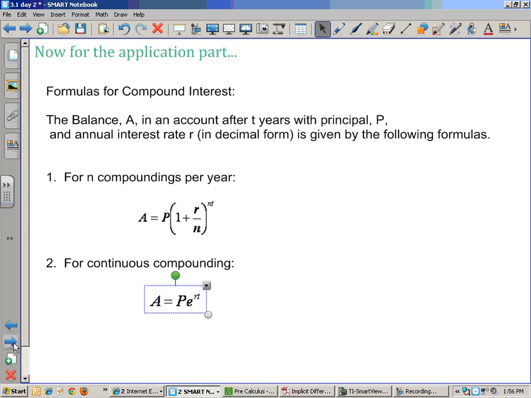All right, so now we're going to do the application part. And this one is straight off the calculator. I will give you the formulas so you don't have to memorize them. But there's 2 formulas. If we're going to compound a certain amount of times per year, then we're going to use this formula. If we're going to continually compound, that's continually means, and your credit cards do this. Your bank does this, charging you interest on your home loan.